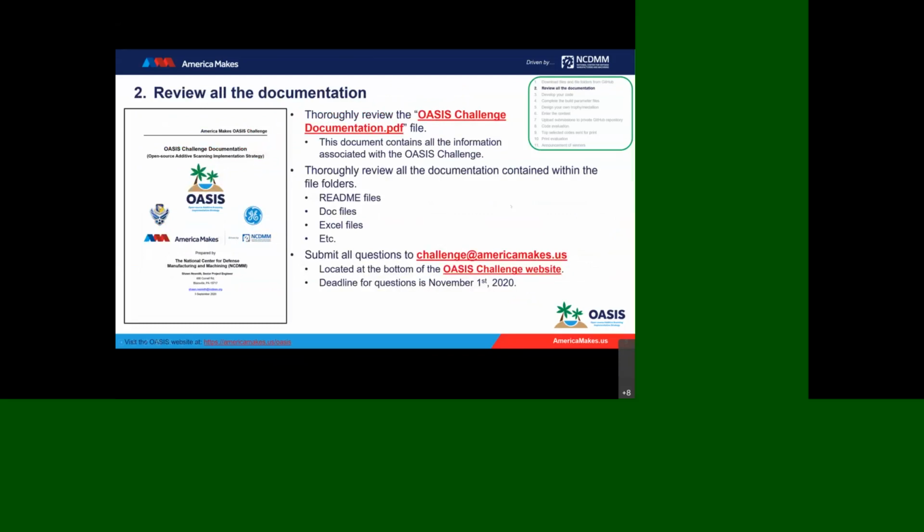Second step is to review all the documentation. Thoroughly review the OASIS Challenge documentation PDF file. This document contains all the information that you need. If there's anything that you have questions on, please feel free to send us a question at challenge@americanmakes.us. That is at the bottom of the OASIS Challenge website. The deadline for question submission is November 1st, 2020.